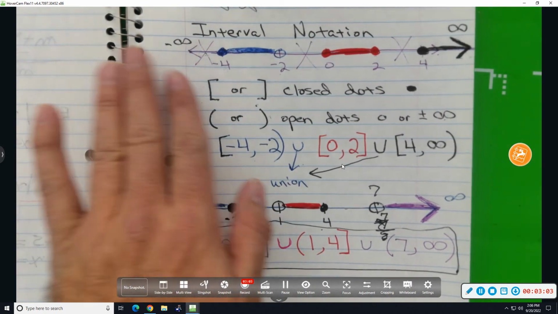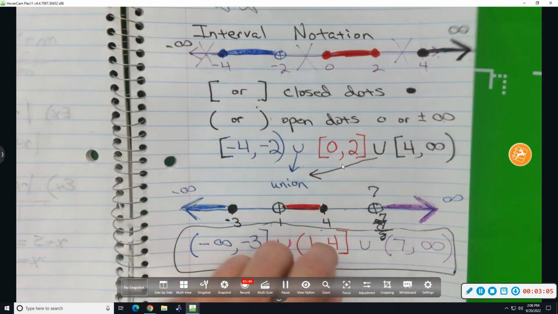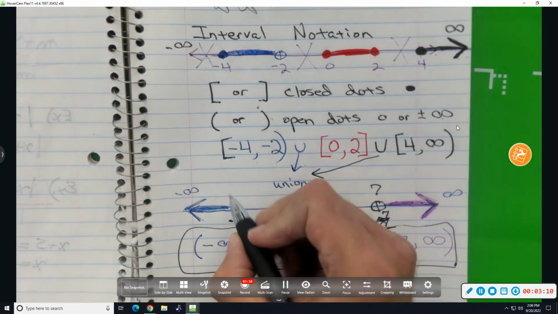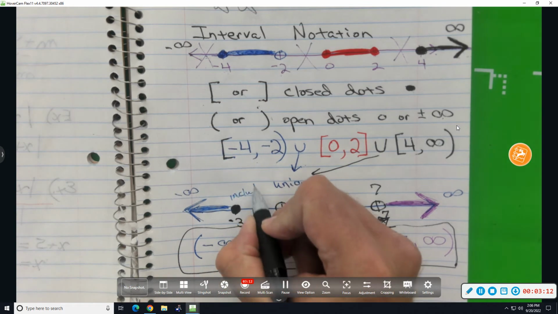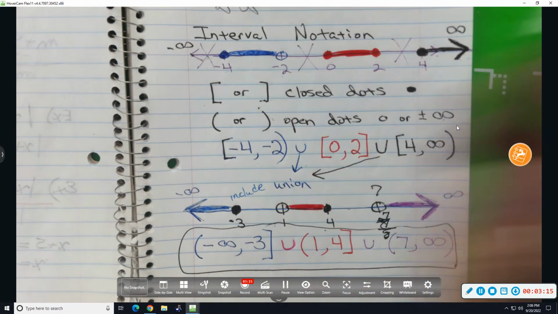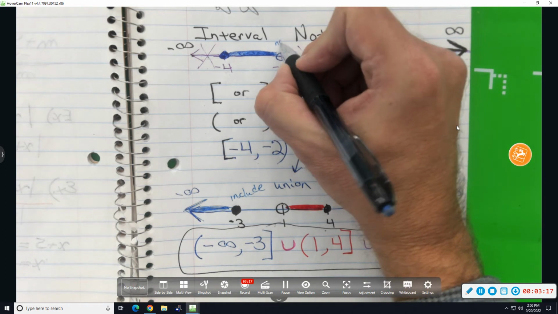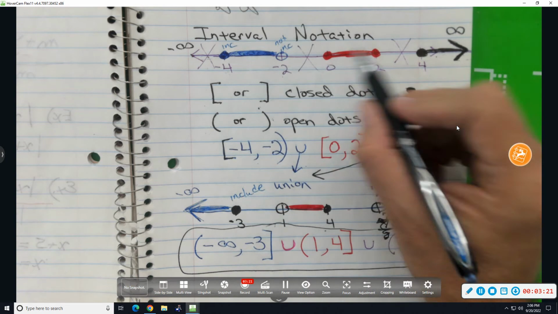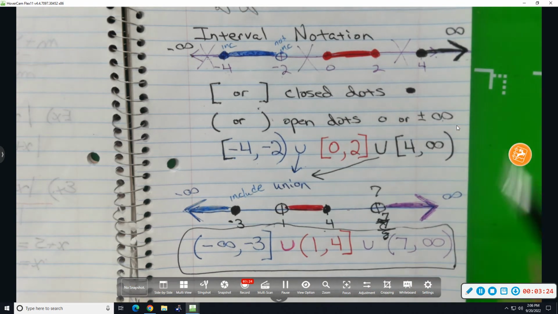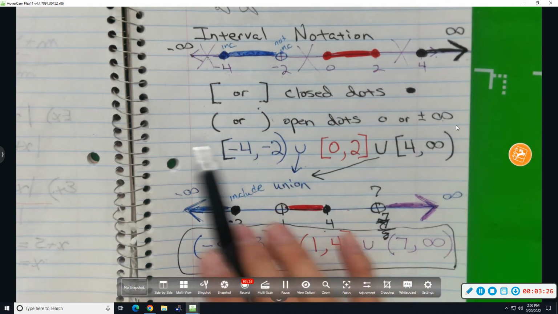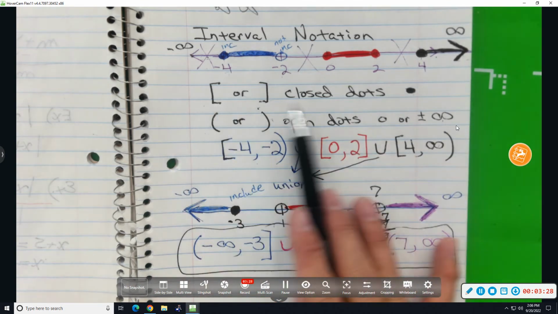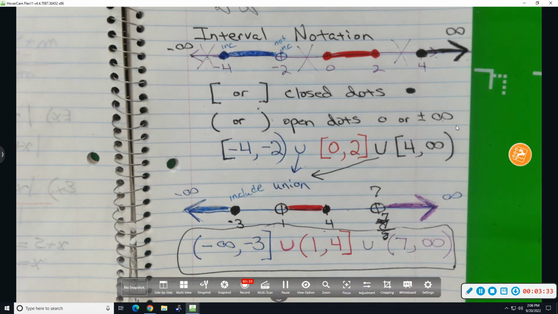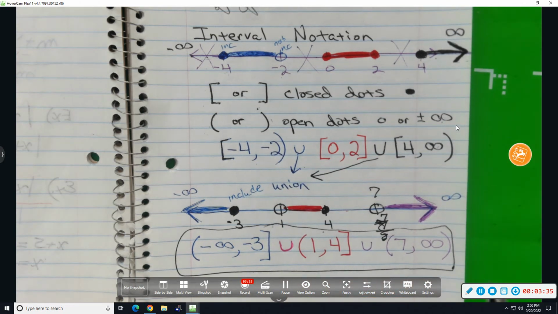It's the stuff where you have the shaded regions on the number line with open and closed circles. The closed circles mean you include the number. The open circles mean you're not including. So include, not include, include, include, include. And you never include infinity symbols. Use those brackets for closed circles or closed dots, parentheses for the open dots or at infinity symbols.